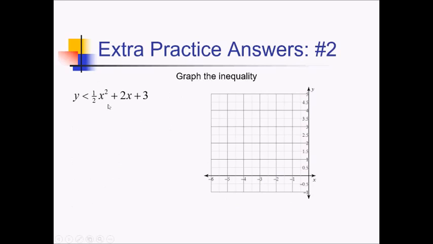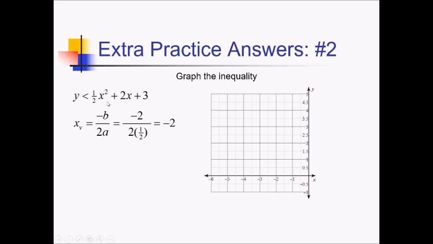We'll start this problem, graphing the inequality, by getting the vertex. So that's negative b over 2a. So that's going to be negative 2 over 2 times 1/2. 2 times 1/2 is just 1, so negative 2 over 1 is just negative 2.